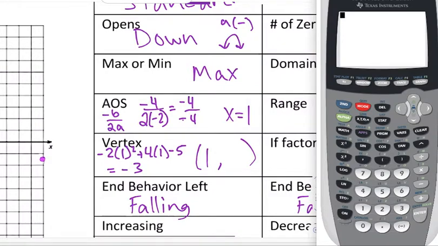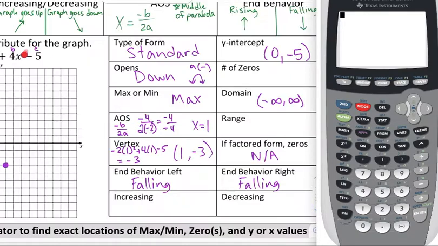All right, now I can do my falling and falling because I know that it's opening down, so I already know what that's going to look like. We can skip a couple of these for now. The y-intercept, remember from our definition, always comes from the c value. So since it's in standard form, I can go ahead and pull that my y-intercept is negative 5.